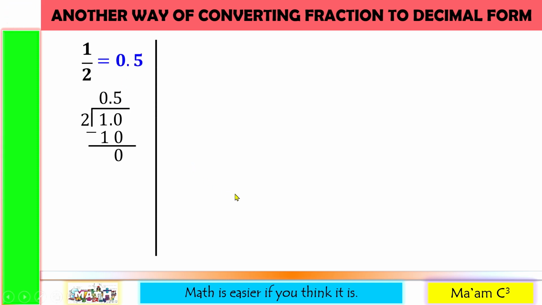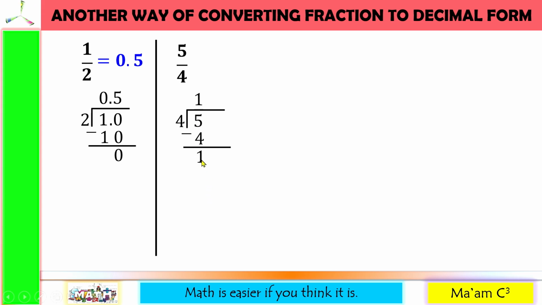Let's have another example. 5 divided by 4. So copy 5 divided by 4. Can we form a 4 in 5? Yes, we can. How many 4 can we form in 5? Just 1. So we'll put 1 on top of 5. Then 1 times 4 is equal to 4. Let us subtract. 5 minus 4 is equal to 1.